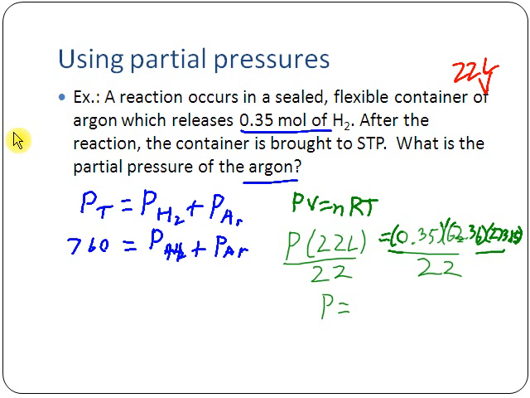270.98 torr is what we get for the pressure. Now, because of the fact that what we used here is the number of moles of hydrogen in here.